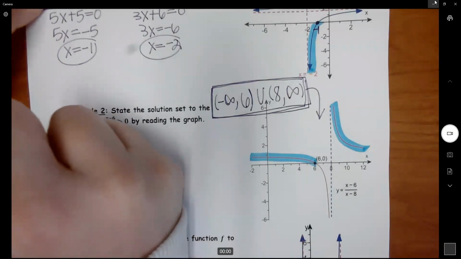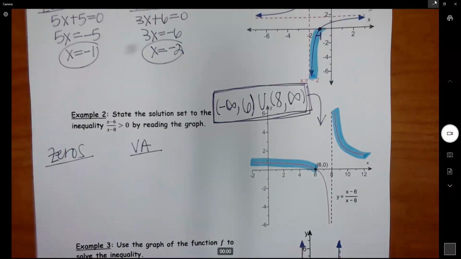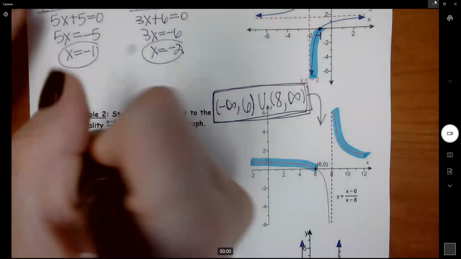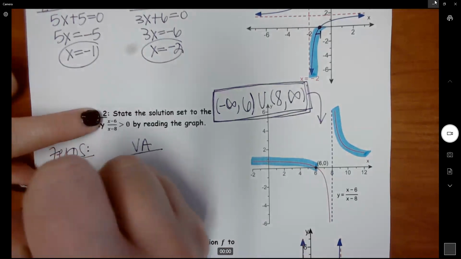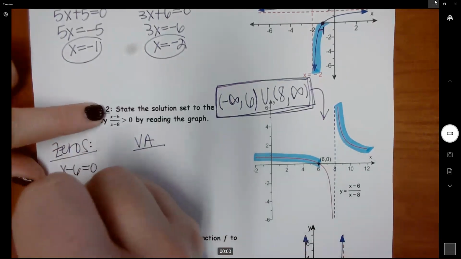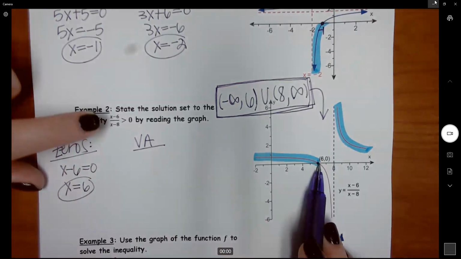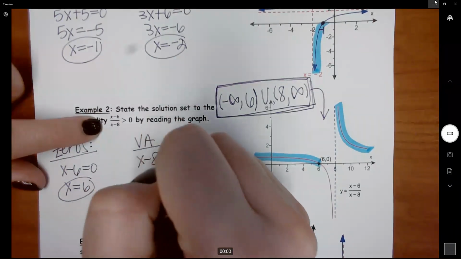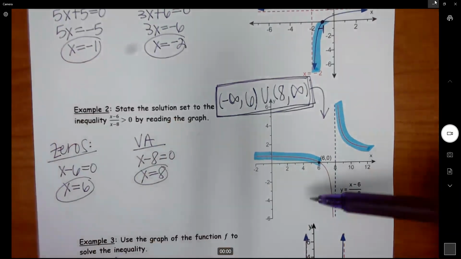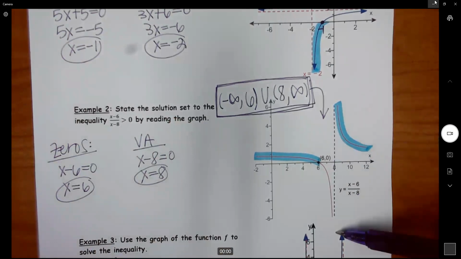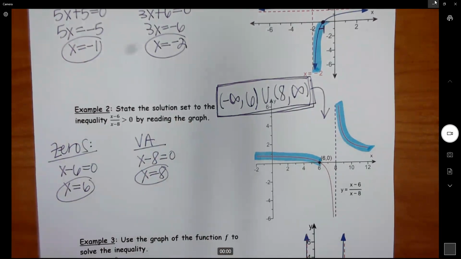For practice though, the two things we need are zeros and vertical asymptotes. To find your zeros, you take the top of this and set this equal to 0. In this case, we would add our 6 over, and we get x is 6, which is what this graph is showing. To find the vertical asymptote, now we care about the bottom. We'd set the bottom equal to 0, add your 8 over, and we have a vertical asymptote at 8, which is, again, exactly what this graph is showing. This is what we got to do on the next video.